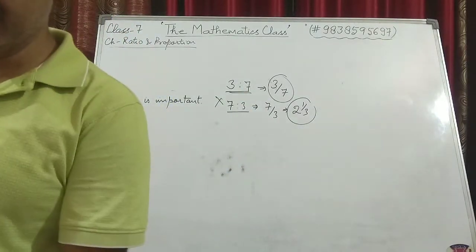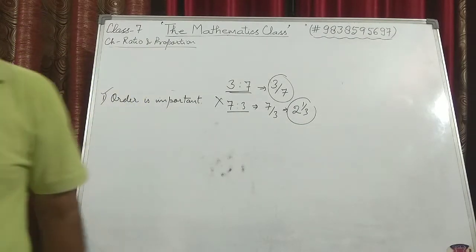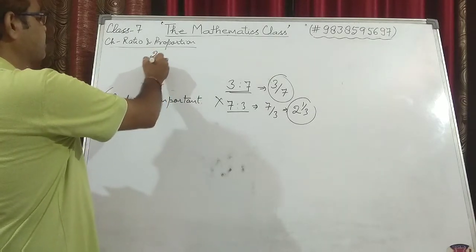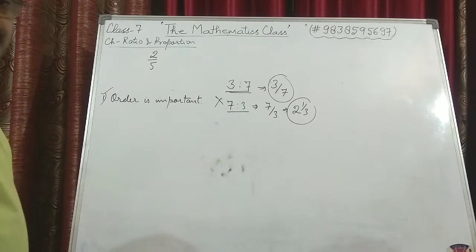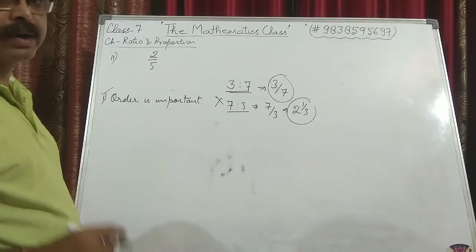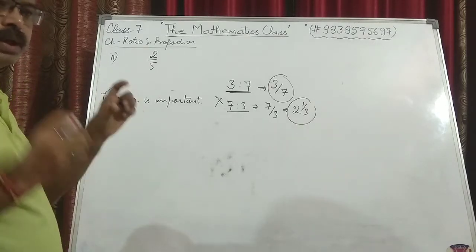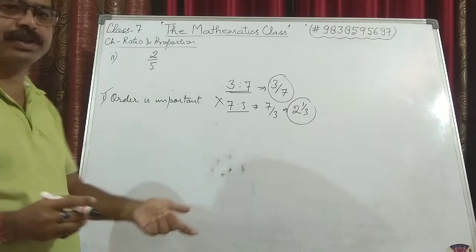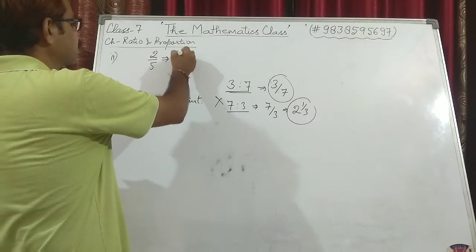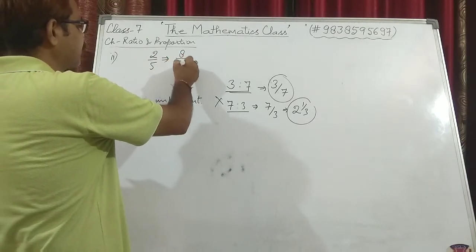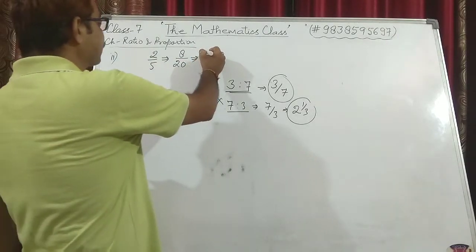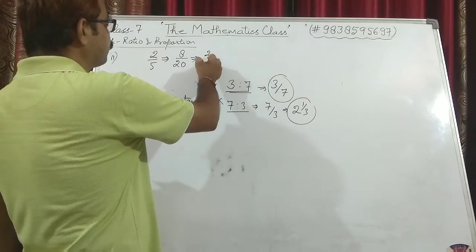Then we move on to the second point. If there is any ratio, let's say 2 is to 5, and I multiply or divide it by a common number, the ratio will not change. The fraction may change, but the ratio is never going to change. Let's multiply it by 4. So 4 2s are 8 and 4 5s are 20. If you convert it to the lowest form, you will again get back 2 upon 5.